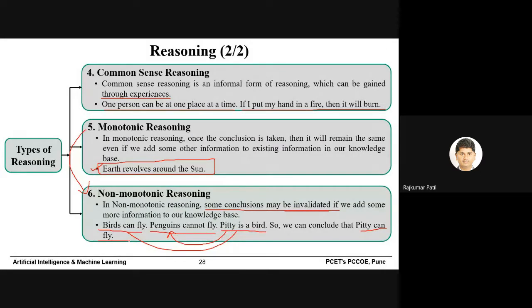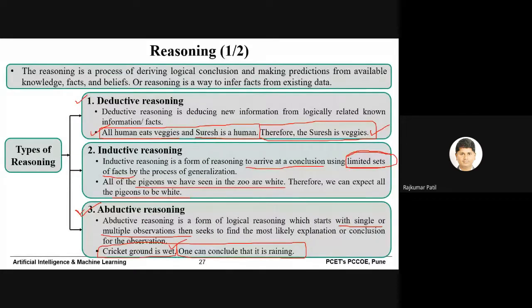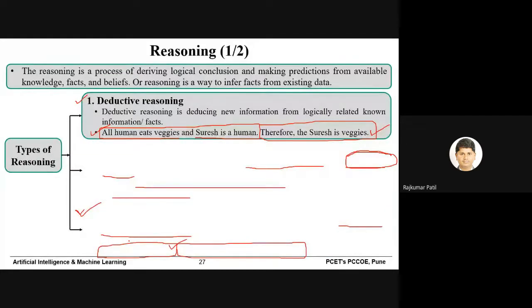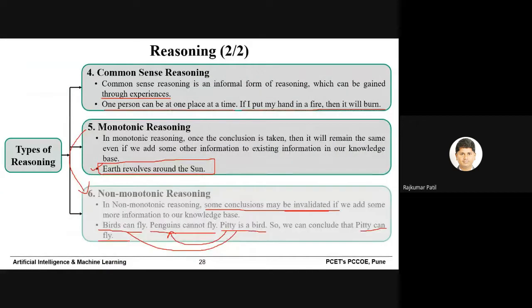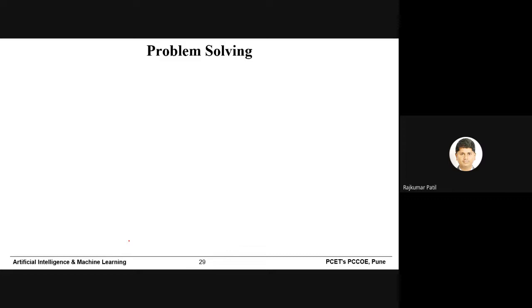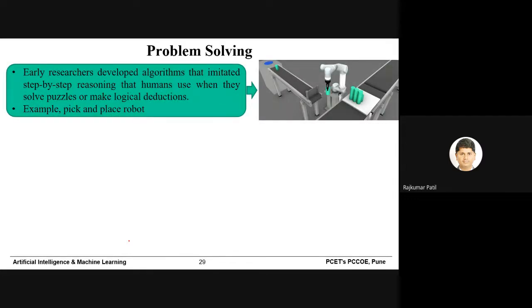So these are the 6 types of reasoning, and whenever you are trying to train a machine learning algorithm, we need to find out which type of reasoning we need to implement in order to draw some conclusion or to train the system. The second fundamental thing is problem solving. Early researchers developed algorithms that imitated the step-by-step reasoning that humans use when they solve puzzles or make logical deductions.